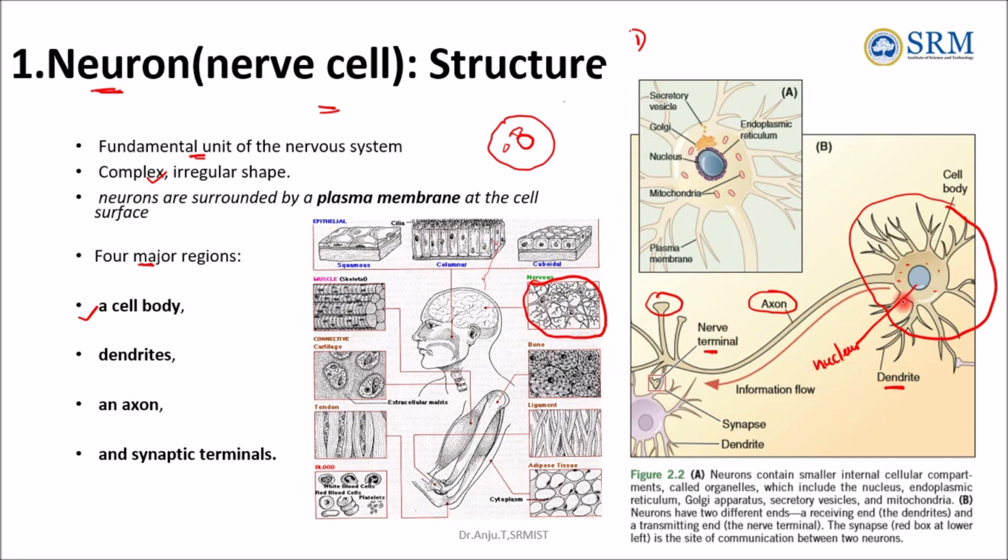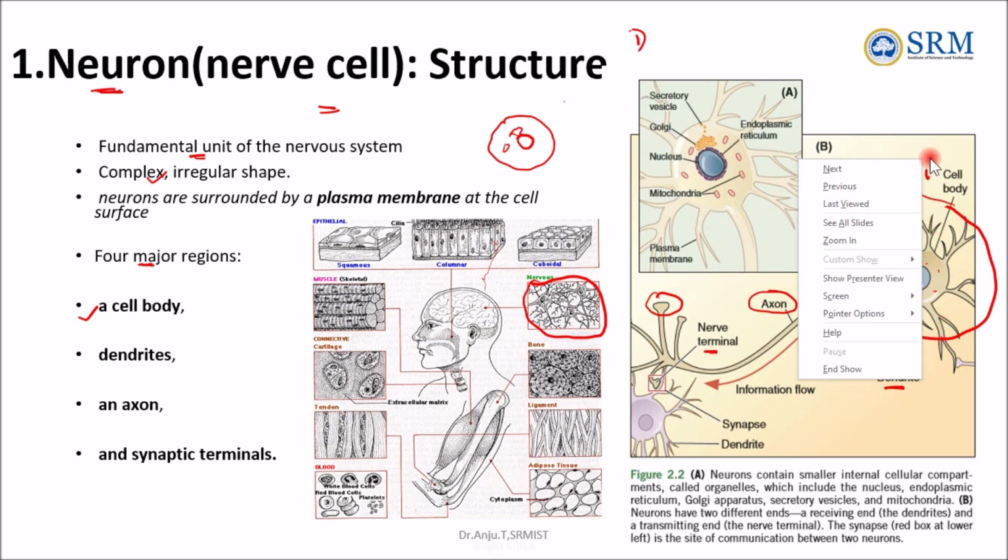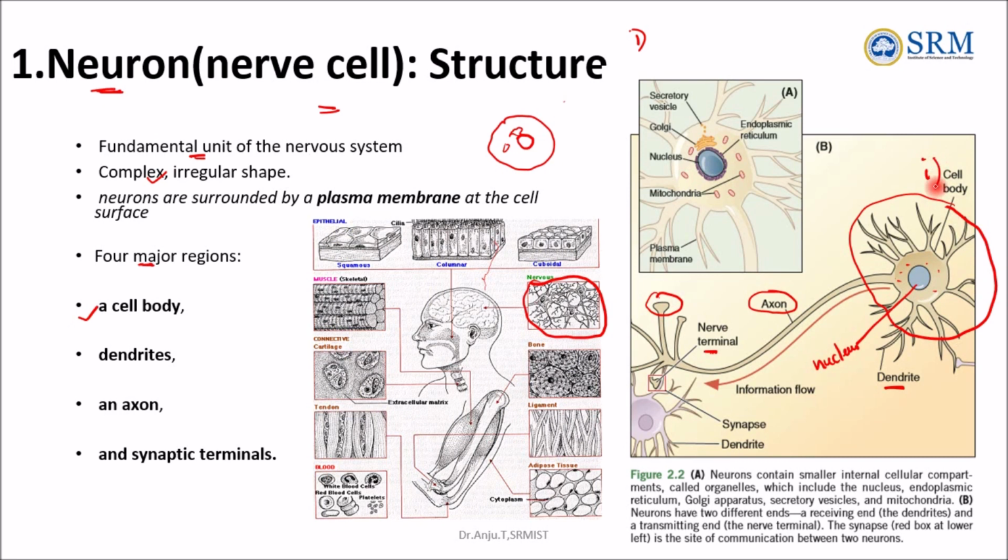So it has a cell body, and the branched structures, short branches, present on the surface of the cell. And you have a long branch, that is the axon.